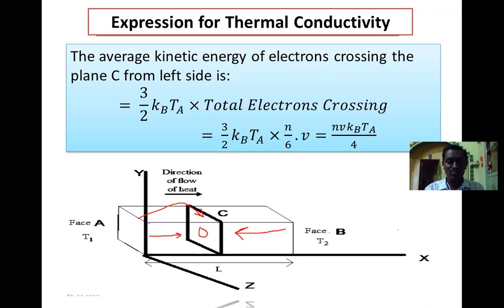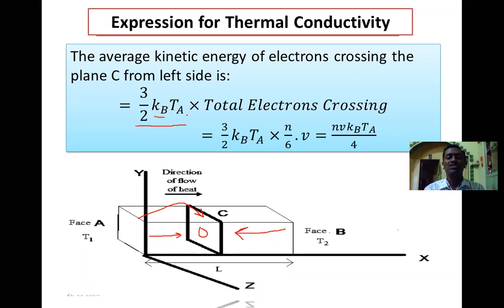N by 6 number of electrons are moving from phase A towards the phase C. So we know the average kinetic energy of a single electron will be 3 by 2 kT, or sometimes in place of k we can mention here kB as a Boltzmann's constant. Here k is small. In this expression for thermal conductivity we use the coefficient of thermal conductivity as a capital K. So to distinguish the capital K and small k, we have put the suffix B as a Boltzmann constant. We know the thermal kinetic energy of a single electron will be 3 by 2 kTa.